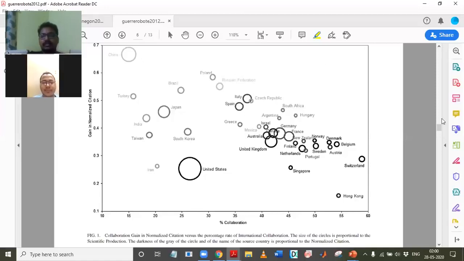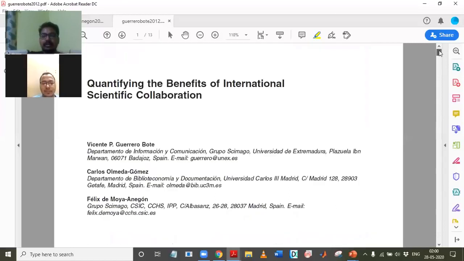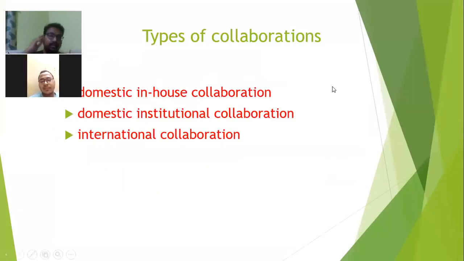This study again reinforces it. Maybe you can go and read this paper also. This is by Bote, quantifying the benefits of international scientific research collaboration. Studies like this tell you why collaboration is so important, and how it can help you in the long run, how you can boost your impact, and both your qualitative as well as quantitative research output.